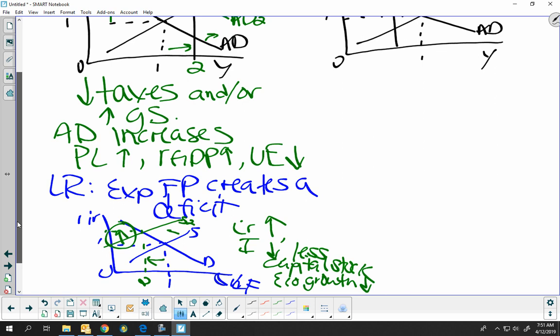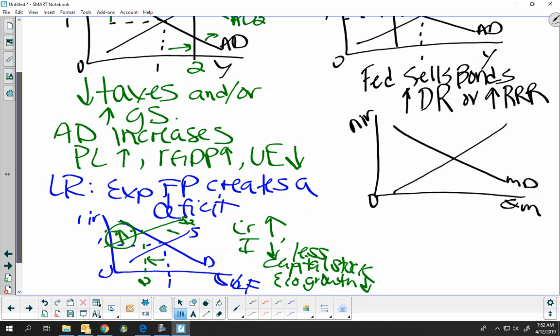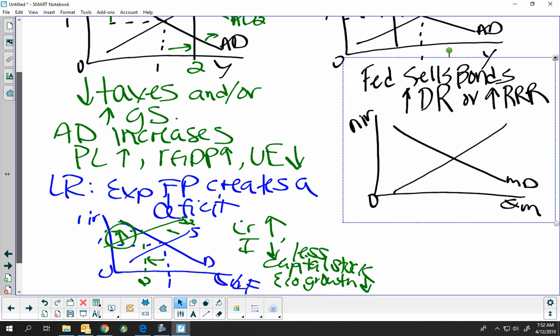The Federal Reserve might be thinking that we're in a period of inflation, so they might do contractionary monetary policy. They might raise the discount rate or raise the required reserve ratio. Either way, fine.